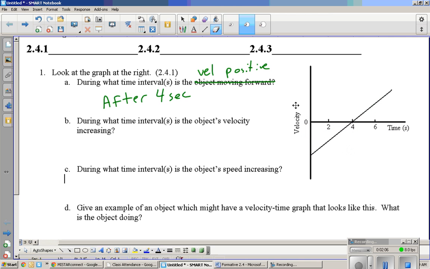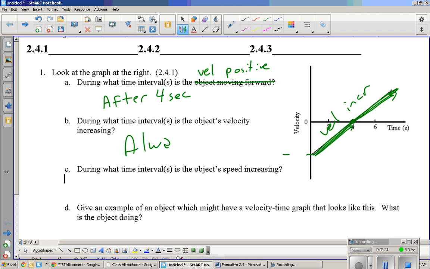All right, part B, when is the velocity increasing? Well, the idea is the velocity starts at negative something, and then it increases up to 0, and then it continues increasing. Since the graph is always sloped uphill, the velocity is always increasing. So it's always increasing. That's it.